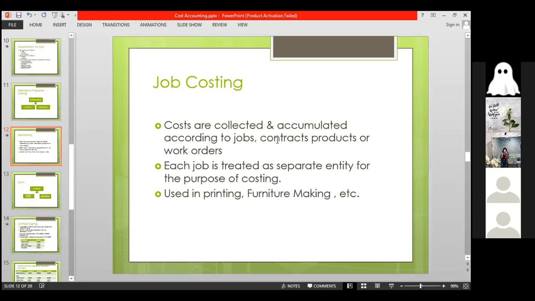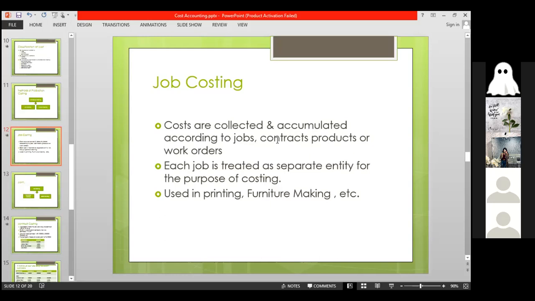Then each job is treated as a separate entity for the purpose of costing. Like in the contract producing business, each job is a separate entity, meaning that every house that is built by such companies is a separate entity. Every, let's say, cargo ship they build is a separate entity. Every aeroplane that is built is a separate entity. So each job is treated as a separate entity for the purpose of costing. Cost is calculated for every job or product that they make separately.